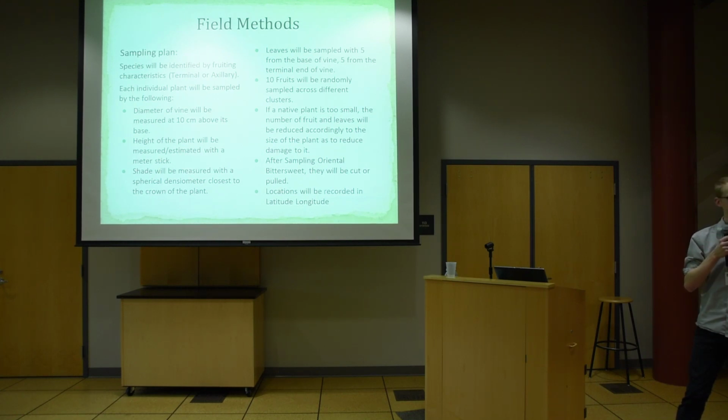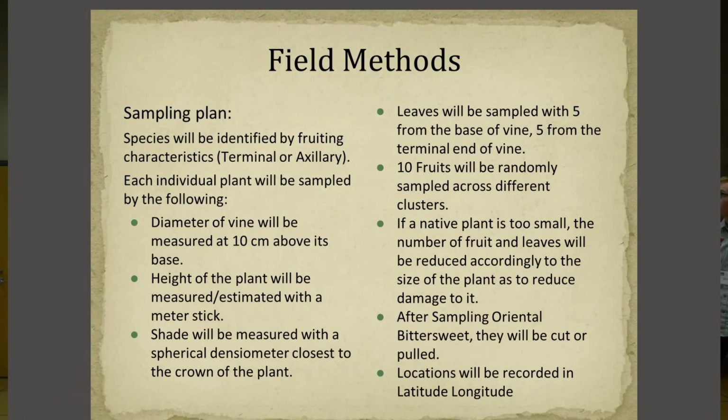Shade is going to be measured. I'm also using a shade densiometer, so it's a chrome plate with 25 quadrants, and I can measure shade percentage. Leaves will be sampled with 5 from the base, 5 from the terminal end of each vine, for comparisons.